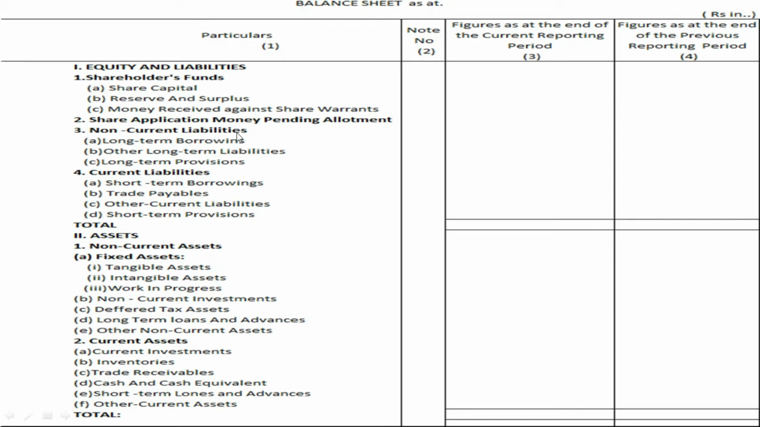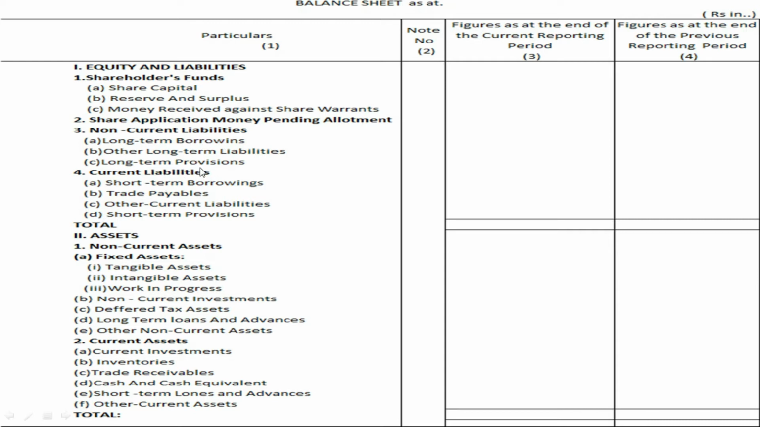For that you can remember it as LOL. LOL means laugh out loud. By LOL you would be able to remember the subheads which come under it: long-term borrowings, other long-term liabilities, long-term provisions. So here you can see LOL. When you remember these three, you would be able to remember the subheads which come under non-current liabilities. When the borrowing is made, only then could provisions be made. Hence borrowing will be first and provisions will be later.